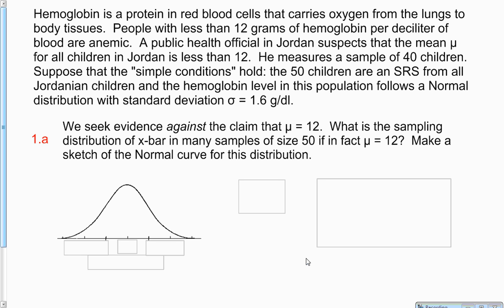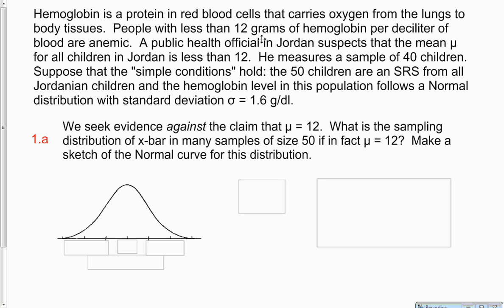Hi, this video series is about the hemoglobin problems that pop up throughout chapter 15. So let's start with number 1. Hemoglobin is a protein in red blood cells that carries oxygen from the lungs to body tissues. So just a little introduction there.